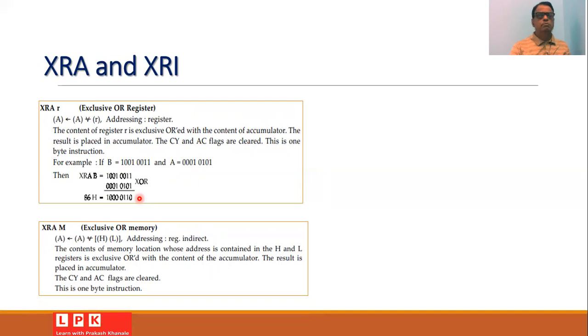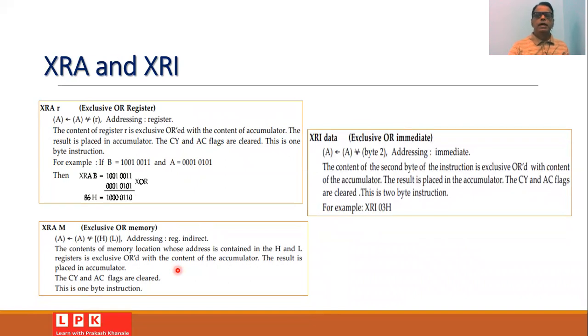Whenever we want to make an exclusive OR operation with the content of the memory, then we can use the instruction XRA M, where the content of the memory location whose address is stored in the HL pair is exclusively ORed with the content of the accumulator. And here also the carry and auxiliary carry flags are cleared, and this instruction is also a 1 byte instruction.